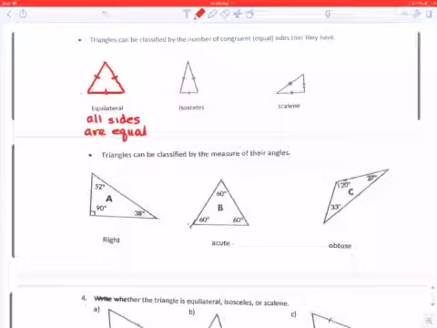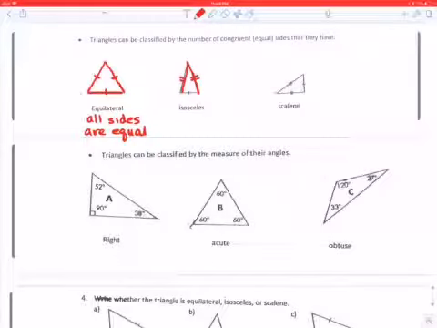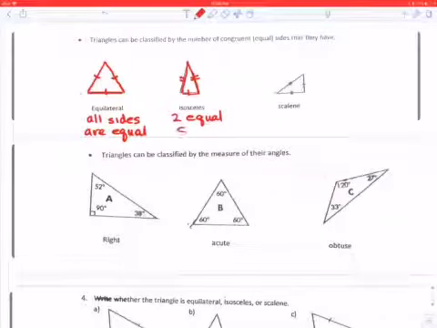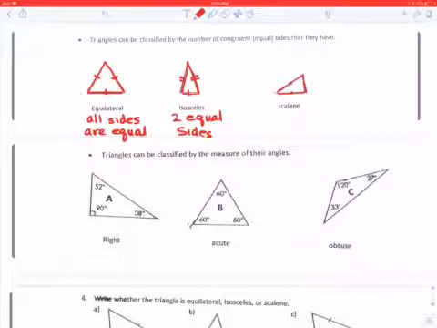If our triangle has 2 sides that are equal and one that's different, we call it an isosceles triangle that has 2 equal sides. So if all the sides are different lengths, we'd call it a scalene triangle. It has no equal sides.